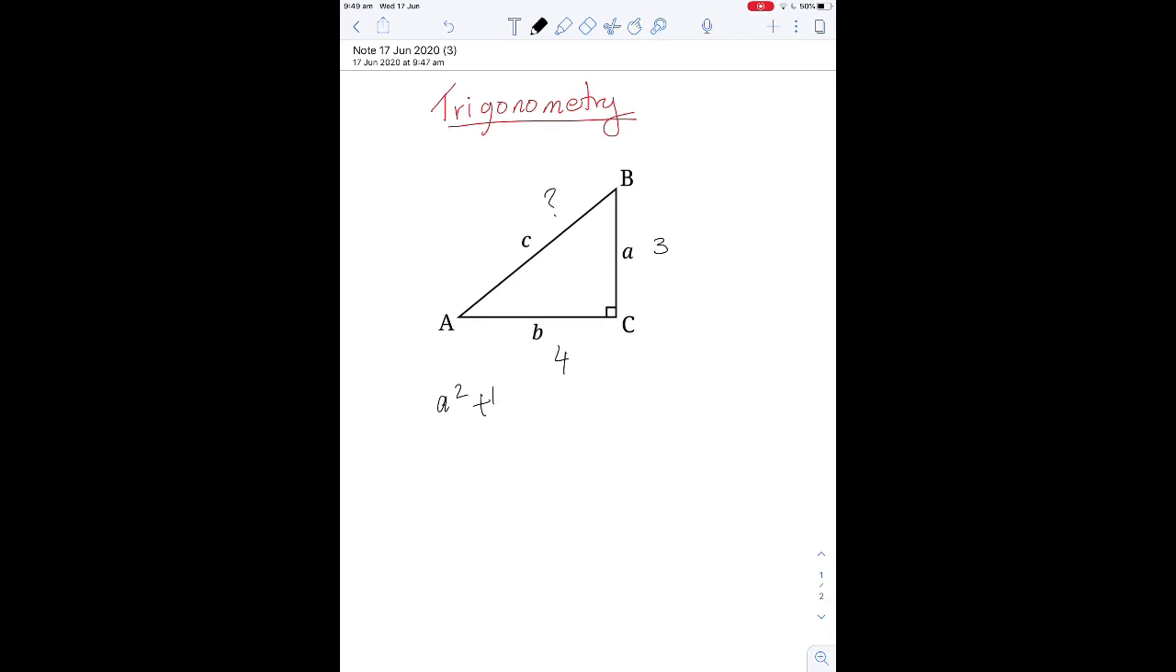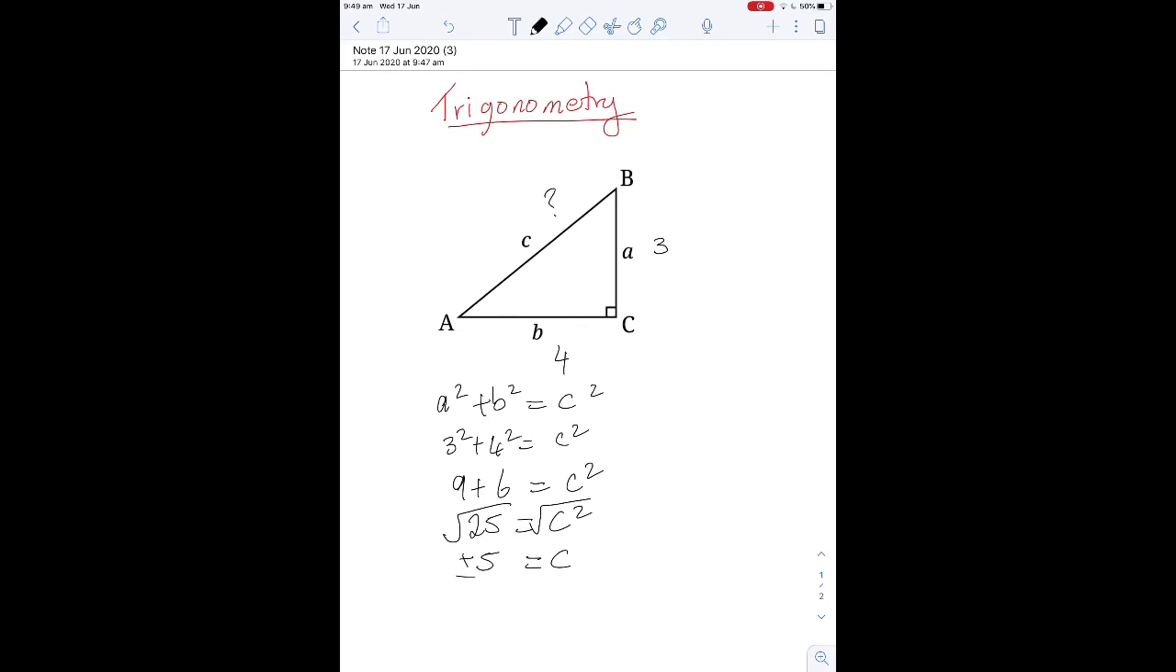So it's a squared plus b squared equals c squared, right? So in this case, it's going to be 3 squared plus 4 squared equals c squared, because that's what we don't know. So 9 plus 16 is equal to c squared. So then you get 25 equals c squared. That's not the answer. The answer is I have to take the square root of both sides. So c is equal to 5.